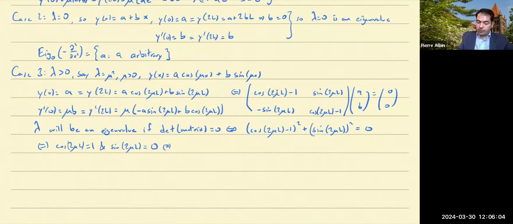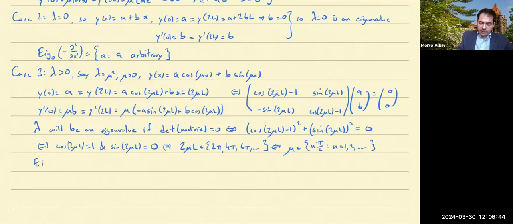Okay, so cosine of 2μL equals 1. That means that 2μL has to be a multiple of 2π. And for those, sine is automatically 0, so we only need to satisfy this condition. Because μ is positive, 2μL has to be a positive multiple of 2π: 2π or 4π or 6π, etc. That's the same as saying that μ is nπ over L, where n is equal to 1, 2, and so on.